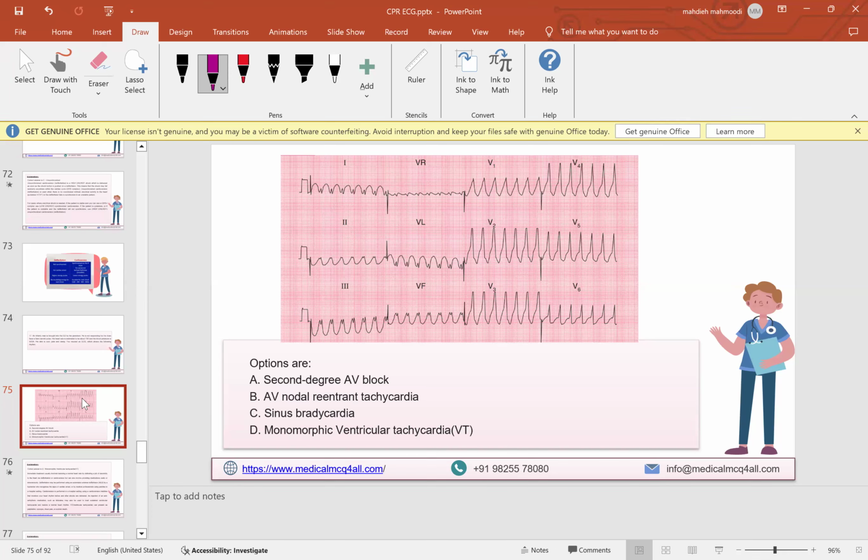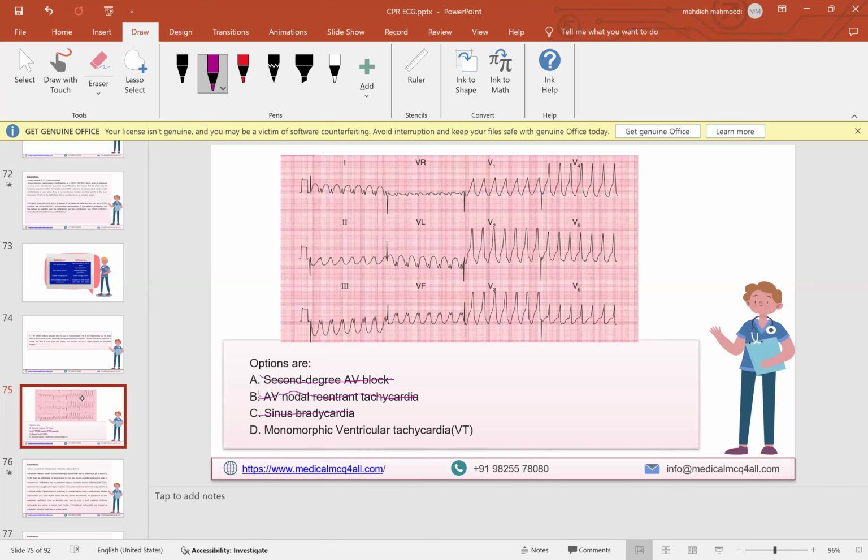First question, is it broad complex or narrow complex? Broad complex. Very good. Sinus bradycardia, is it broad or narrow? Narrow. When you say sinus, it means it's coming from above the ventricles. It's coming from the SA node. So it would be narrow complex unless you have a bundle branch block. AV node reentrant tachycardia, same, narrow complex.